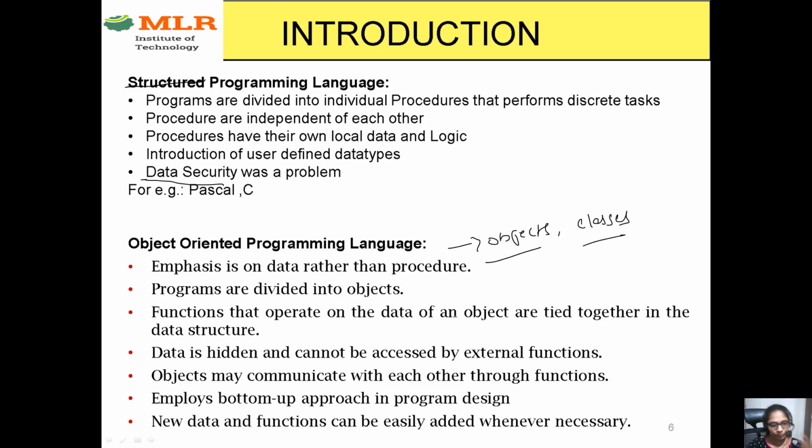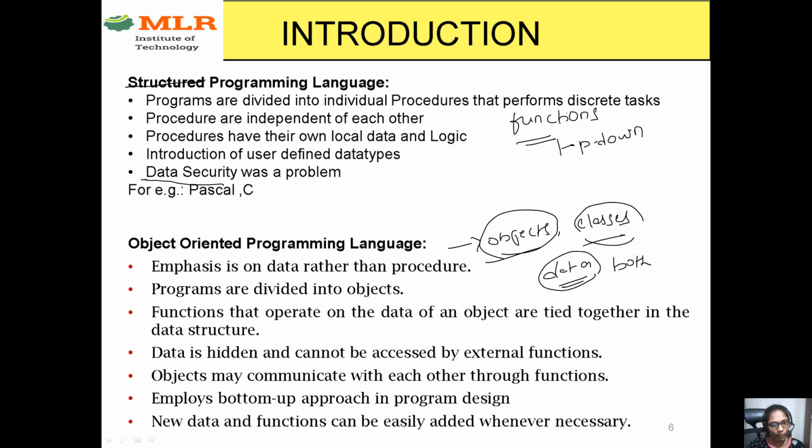The data security problem can be solved using classes or objects. In structured programming the main emphasis is on functions, whereas in object oriented programming the main emphasis is on data. That is the main difference between structured and object oriented. One more difference is that structured programming is a top down approach and this is a bottom up approach. We will discuss what is meant by top down, why we call structured top down and why we call object oriented bottom up, in the next slide.